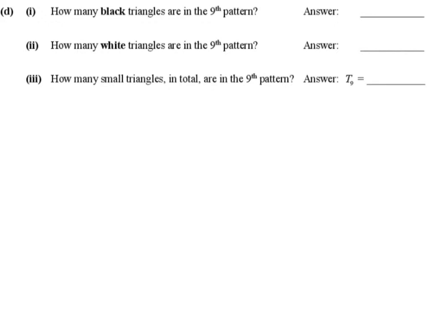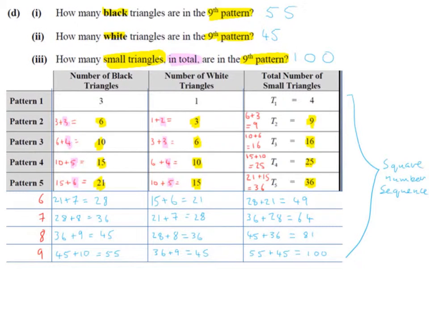Part D. How many black triangles in the ninth pattern? How many white triangles in the ninth pattern? How many small triangles in total in the ninth pattern? Okay, so we end up getting 55 black triangles in the ninth pattern, 45 white triangles in the ninth pattern, and 55 plus 45 gives us 100 small triangles in total in the ninth pattern. So let's have a look at where those numbers came from.